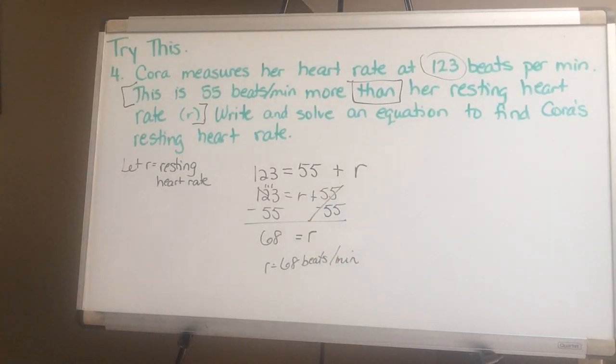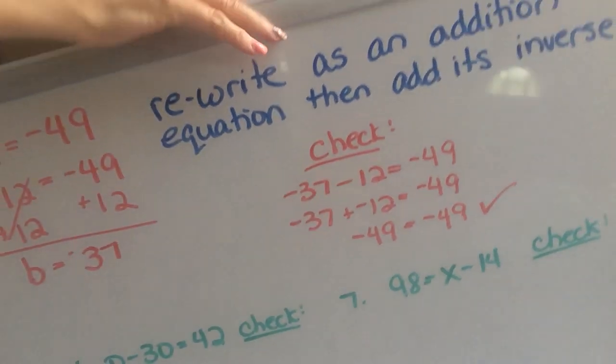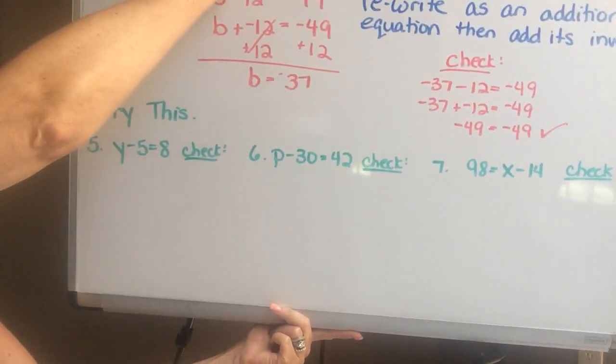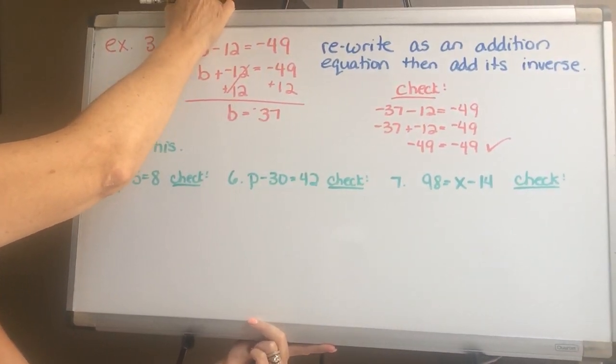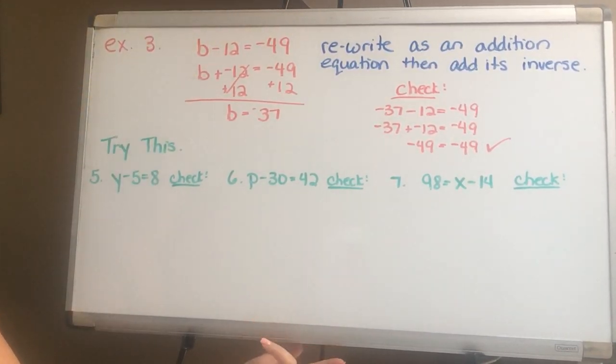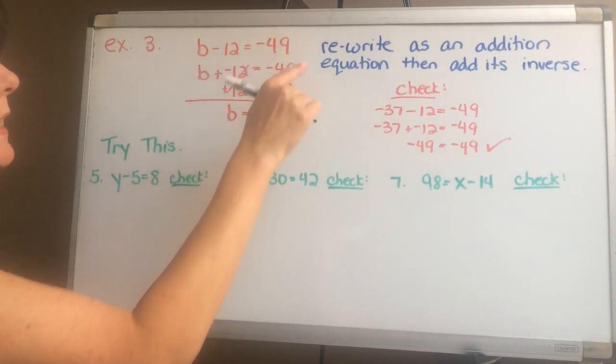Okay, now let's take a look at subtraction. And if you remember, when we talked about integers, we looked at negatives a certain way. So let's take a look here. Okay, got it on there. Example 3. What's different here is that it's subtraction. B minus 12 equals negative 49.